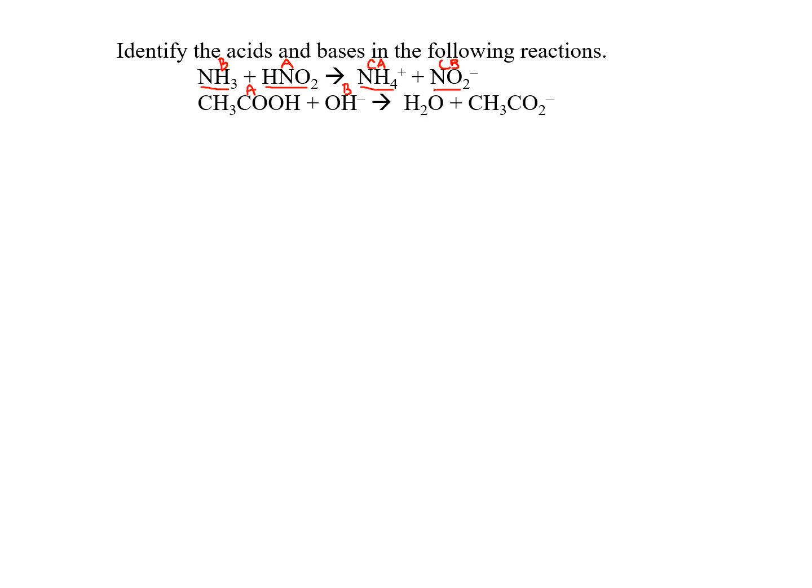And if CH3COOH is the acid, then whatever it's related to on the other side must be the conjugate base. And then whatever OH negative turns into on the other side must be the conjugate acid. Okay? Hopefully this is starting to sink in. Try this one.